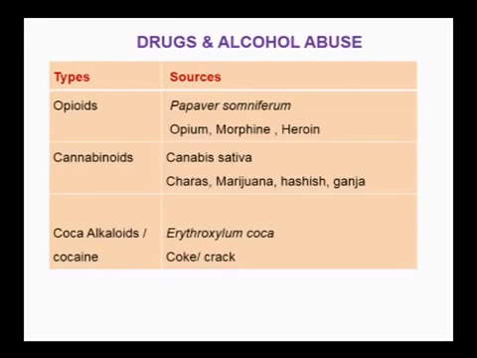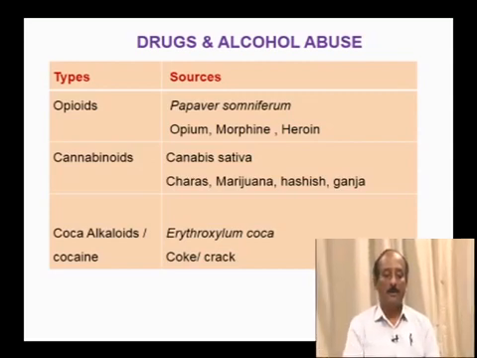Coming to drugs and alcohol abuse. The important abusing drugs are opioids, cannabinoids, coca-alkaloids. Opioids are obtained from a plant called Papaver somniferum. The examples for opioids are opium, morphine, heroin. Cannabinoids are obtained from Cannabis sativa, commonly called Indian hemp. The examples for cannabinoids are charas, marijuana, hashish, ganja.